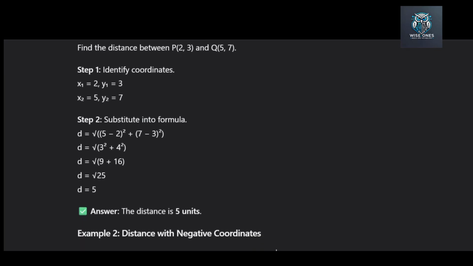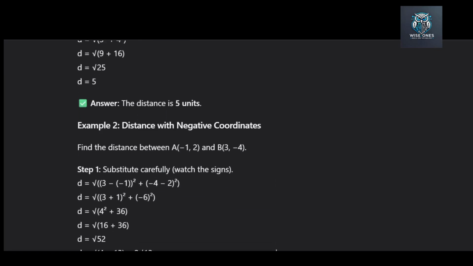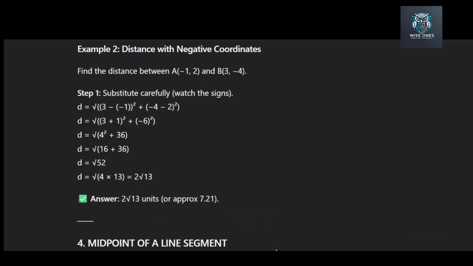Now, let us look at example 2. Distance with negative coordinates. This is where students often make mistakes with signs. Find the distance between A (-1, 2) and B (3, -4). Step 1. Substitute carefully. Watch the signs. x1 is -1, y1 is 2, x2 is 3, y2 is -4. The formula is the square root of ((x2 minus x1) squared plus (y2 minus y1) squared).